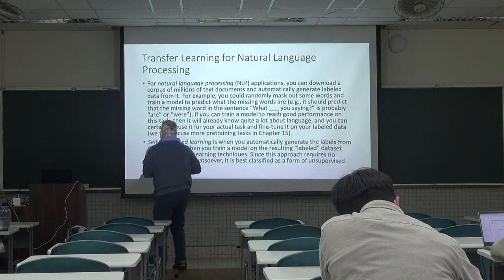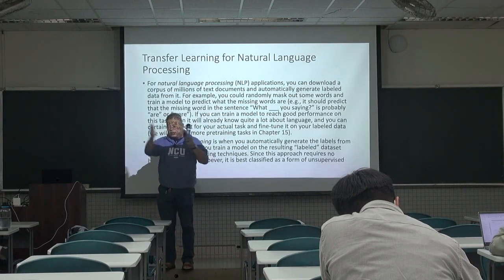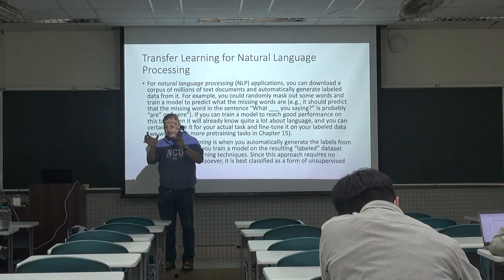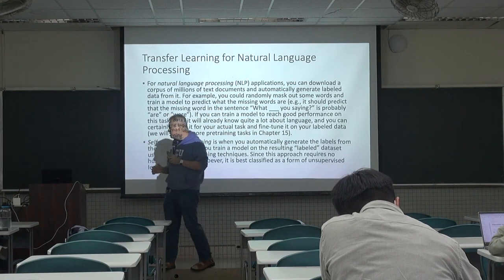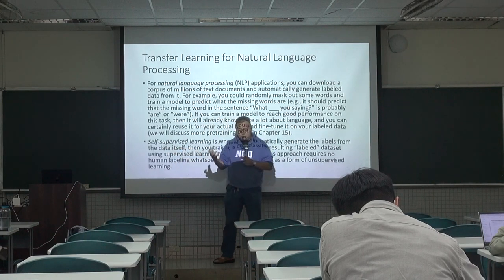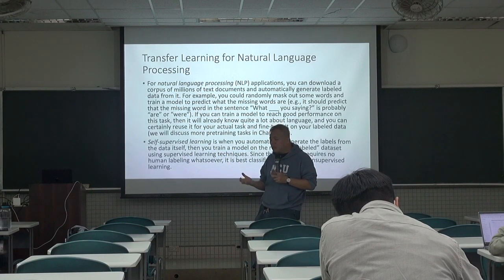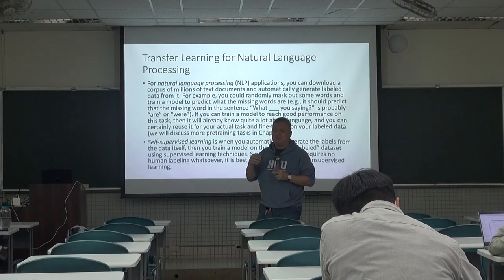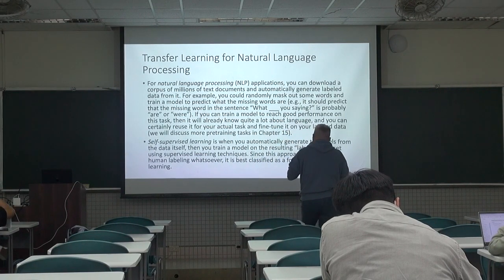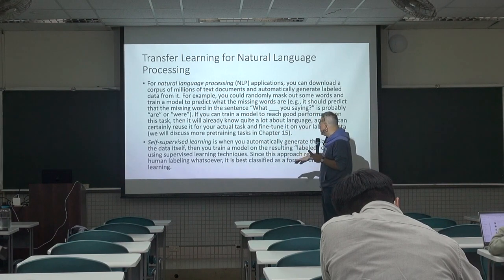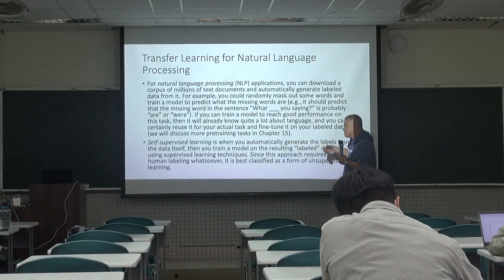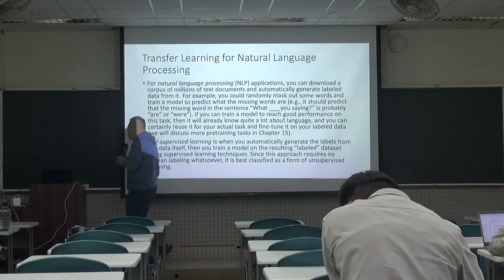However, how about the one that I just mentioned? When you download these millions of sentences and intentionally remove some words from them to create training data, we call this self-supervised learning. It's self-supervised because we sort of create the labeled data by ourselves. This ground truth is not done by manual labeling. It is done by a program that randomly removes words from the sentences. So the labeled data are automatically generated, and we call this type of learning self-supervised learning.